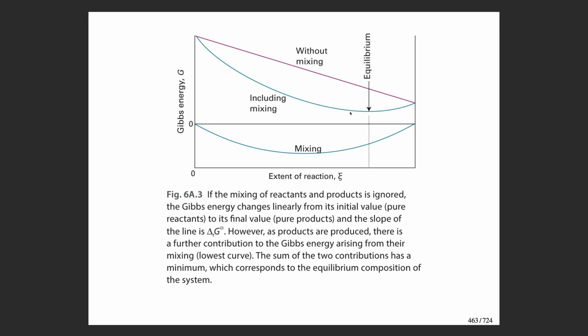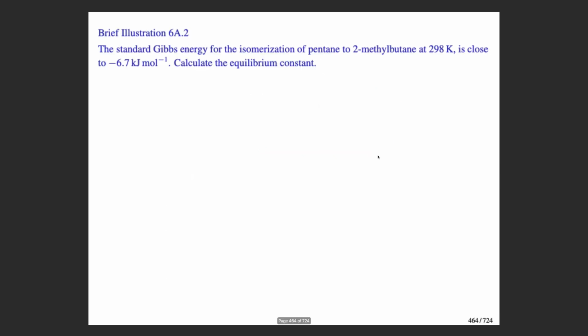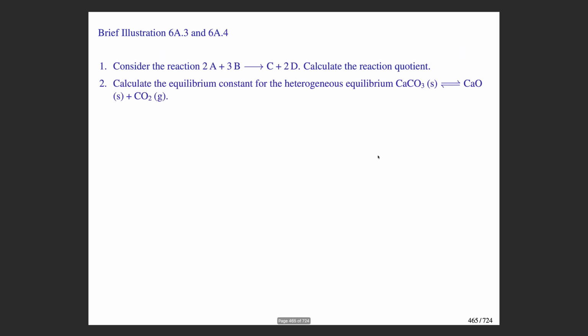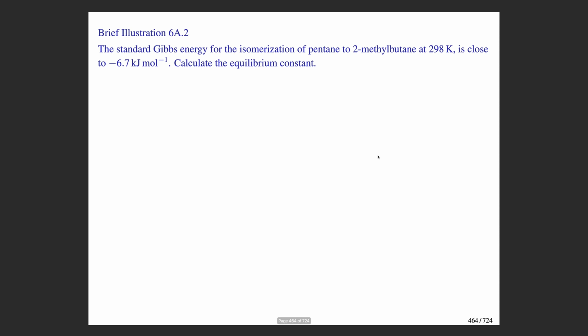And where that point lies depends upon the nature of the reactants and products themselves. It also depends upon the value of delta G naught in addition to what they're made of. So this curve also depends upon what you're talking about: what types of chemicals are reacting together. Well, the next set of problems here, they just go through different aspects of this.